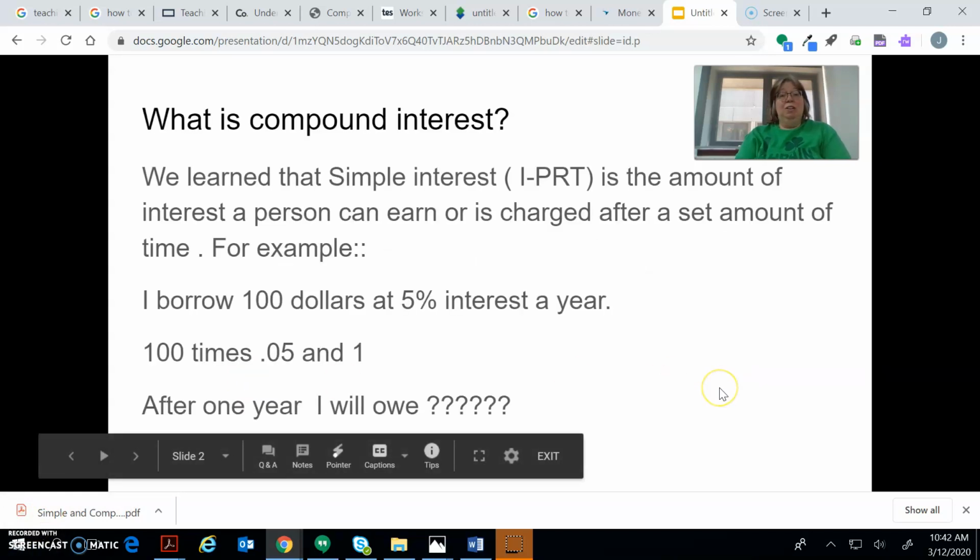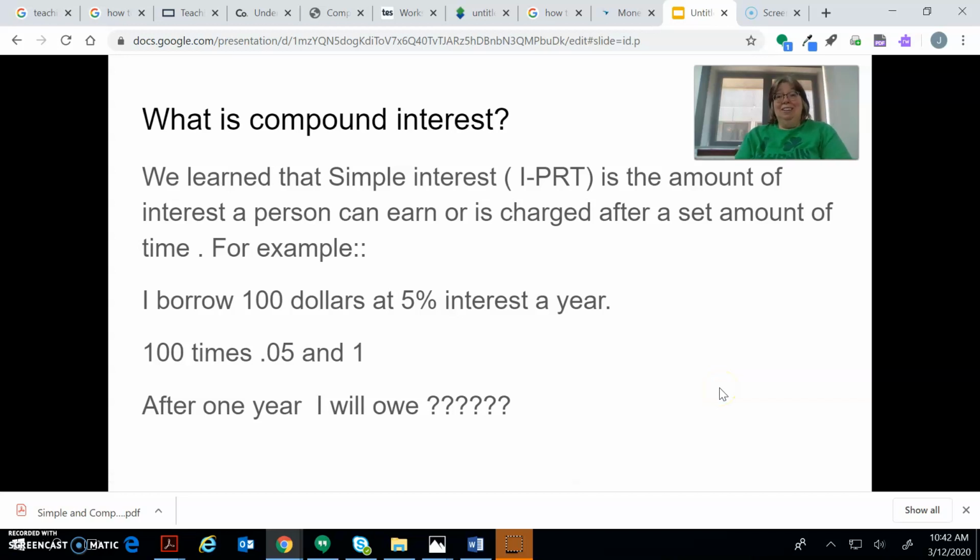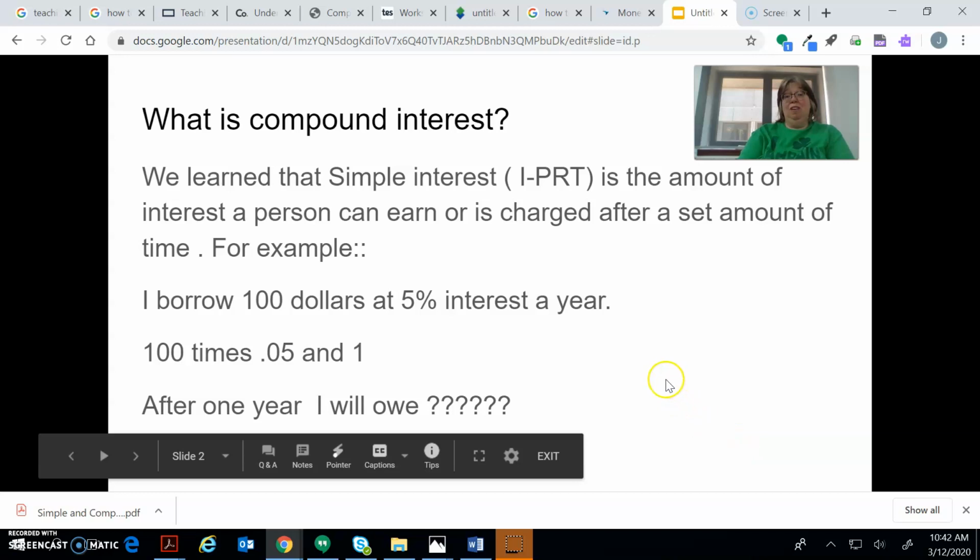The first thing we want to think about is what exactly compound interest is. We know with simple interest, that was just telling us if we borrowed $100 at 5% interest for a year, we could figure out how much we would owe by multiplying the principal times the rate times the time. If all of you take a minute to do that now, I'm sure we would come up with the same fee, which would be about $105.